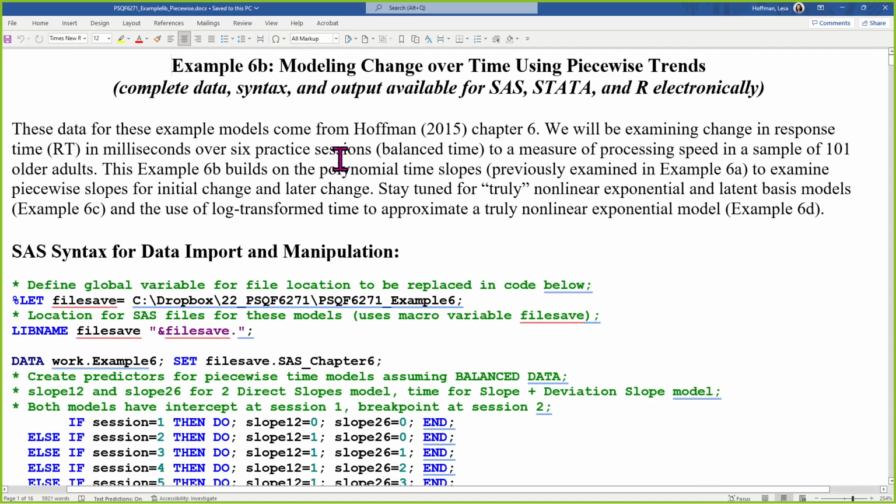Example 6b. Zoomers, are you with me still? Everyone's quiet in the chat. Thumbs up? All right, excellent.